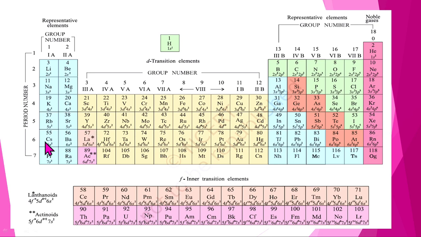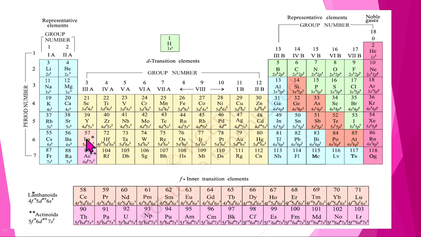Now the important one is the sixth period. The sixth period starts with atomic number 55 cesium, and the element has 6s1 configuration, then barium 6s2, then 57 lanthanum. Lanthanum, you can see the star here. What is the indication? That after 57, the elements 58 to 71 are placed at the bottom of the periodic table. Can you see here? These 14 elements are together, should be kept here in this square.